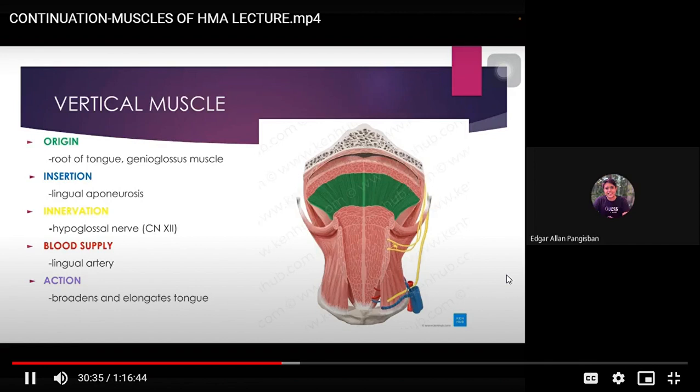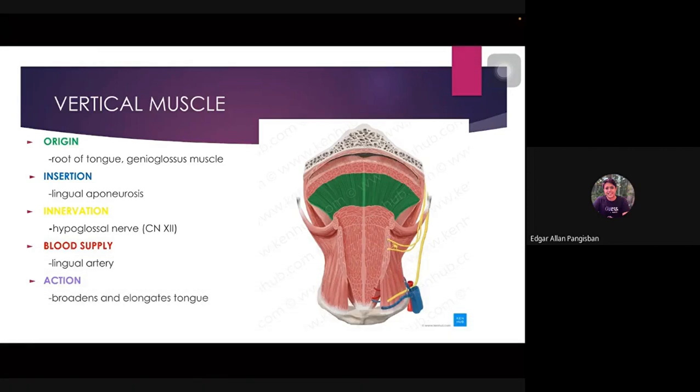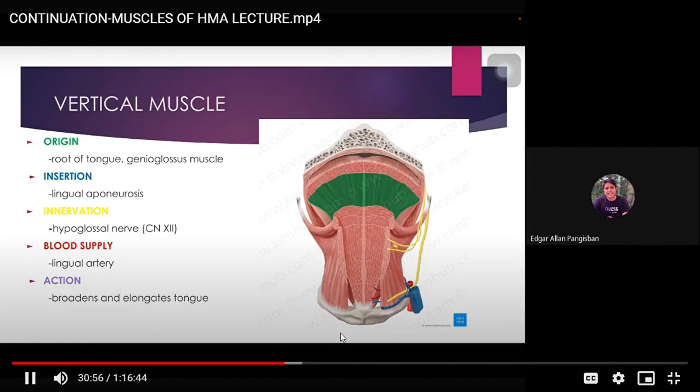transverse muscle. Okay, which pulls the tip of the tongue, or the apex of the tongue, upward? It's your superior longitudinal. Which pulls the apex of the tongue downward, or the tip of the tongue downward? That is your inferior longitudinal. Okay, para-parehas lang sila ng innervation and blood supply. CN12 and your lingual artery. Okay. Question? Clarification?